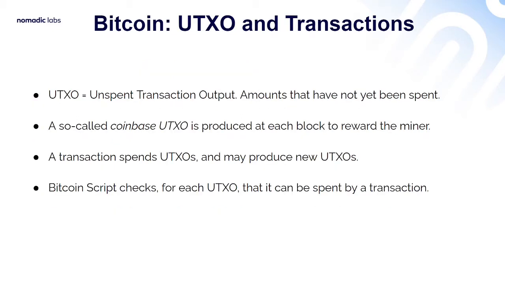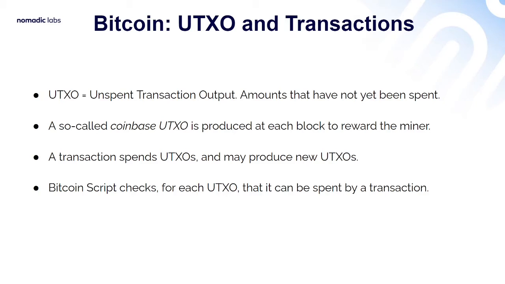So, in Bitcoin, we had a model based on UTXO and transactions. UTXO means unspent transaction output, which are amounts that have not yet been spent. At each block, a UTXO is produced, called Coinbase, to reward the miner who created the block. And each transaction will spend a number of UTXOs and may produce new UTXOs.